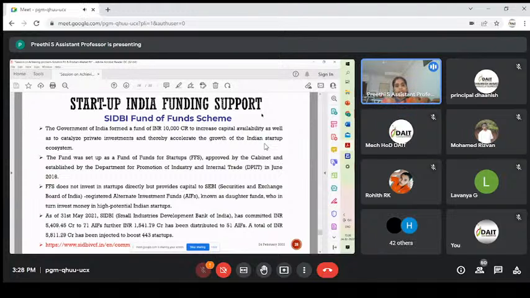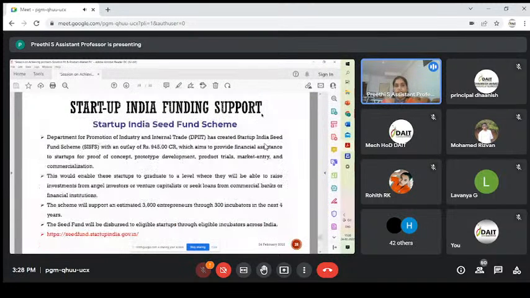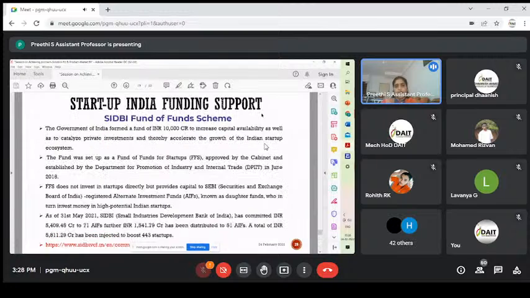The next thing I wanted to tell is funding. Startup India funding support. We have 2 schemes: the SIDBI Fund of Funds Scheme and the Startup India Seed Fund Scheme. Both schemes provide startup funding for startup companies. When you have a problem, a solution and a prototype, you can apply for these funds, and applying is actually very easy.